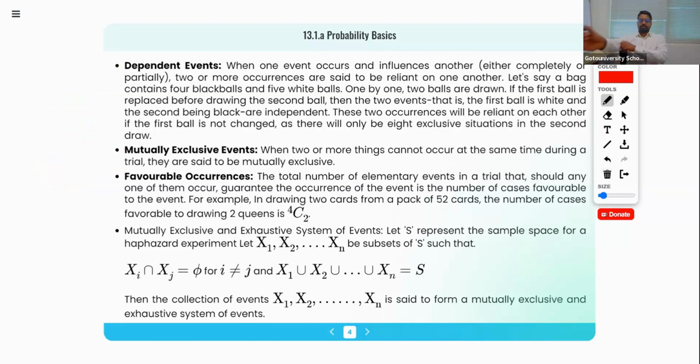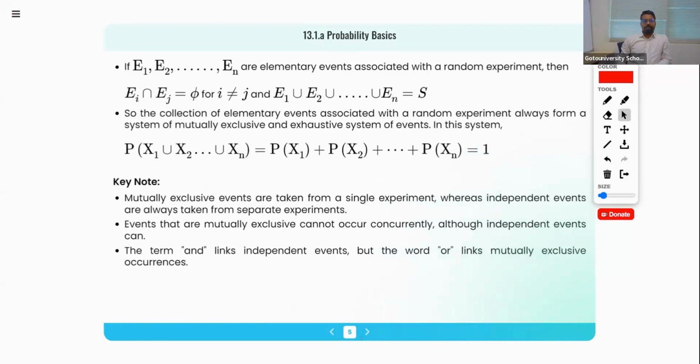Okay, let's now get into the actual part of this class. This is all basics that we learned in the 12th standard, 11th standard itself, right? So enough of basics. There is a keynote here. Can you please read this?